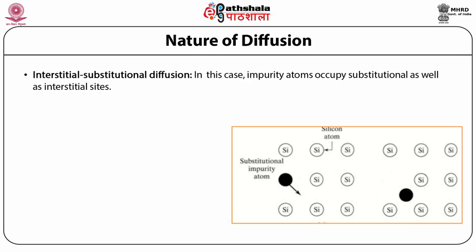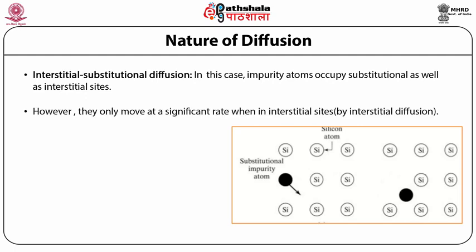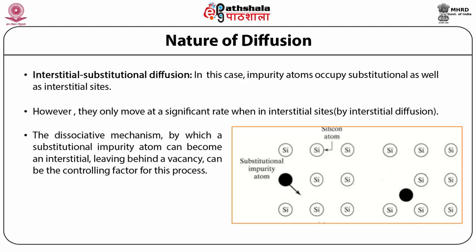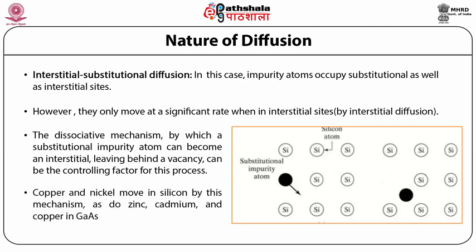Next is interstitial-substitutional diffusion. In this case, impurity atoms occupy substitutional as well as interstitial sites. However, they only move at a significant rate when in interstitial sites. So the dissociative mechanism by which a substitutional impurity atom can become an interstitial, leaving behind a vacancy, can be the controlling factor for this process. Copper and nickel move in silicon by this mechanism, as do zinc, cadmium and copper in gallium arsenide, and this type of process is shown over here.